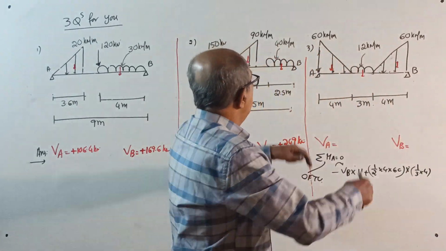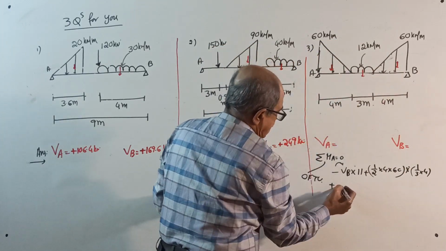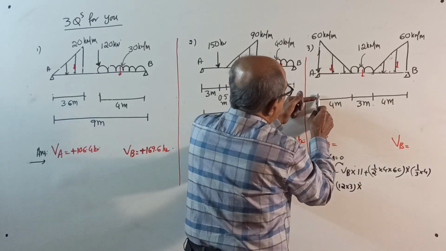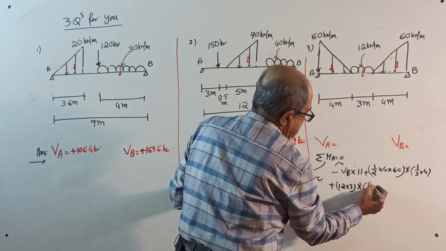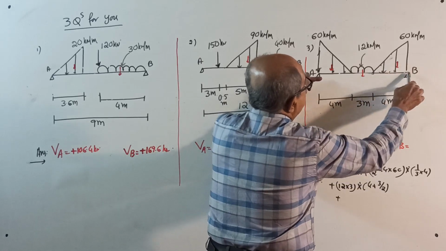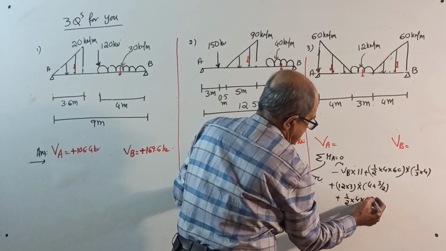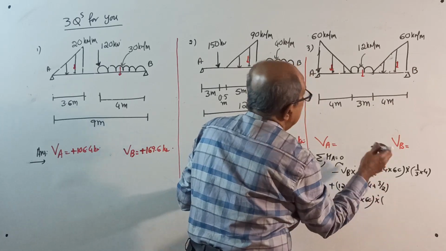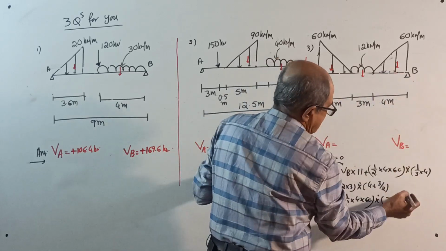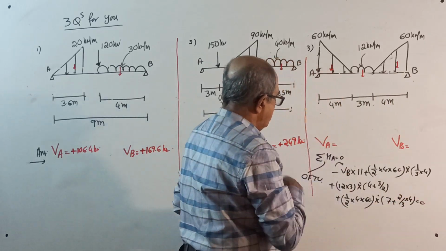Then plus this load. 12 into 3 is the load. Why, no explanation now. Into 4 plus 3 by 2, 3 by 2, plus one more load. Half into 4 into 60. Multiplied by 4 plus 3, 7. Plus from here to here is 2/3 of 4, equal to 0. You get the value of VB.